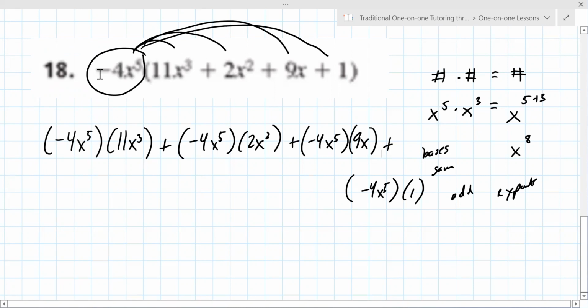You have to be comfortable taking that -4 and multiplying by 11, -44. And then x to the 5th times x cubed, you add the exponents, x to the 8th. Then you keep going here. That -4x to the 5th times 2x squared becomes -8x to the 7th. Then you got -4 times 9, minus 36x. Now, if there's nothing written, it's really x to the 1. So that's x to the 6th. And then -4x to the 5th as your closeout.